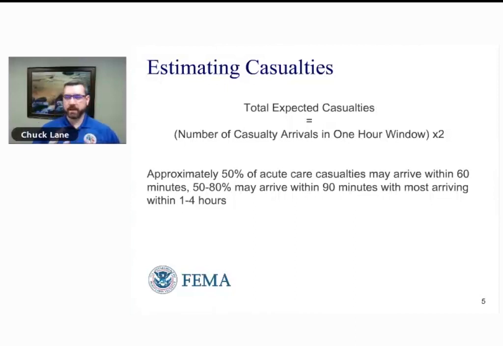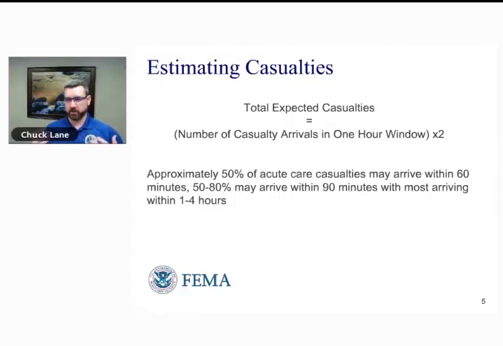So keep that in mind and think about, okay, what's the worst case scenario? What happens if we're hosting the playoffs or we're having our big festival and our natural disaster occurs? How many people are we going to get?